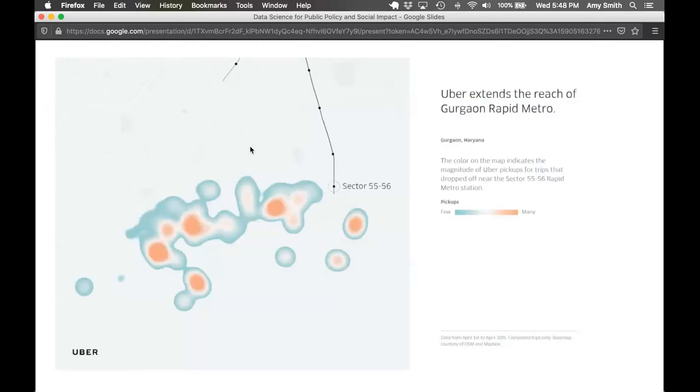This is a heat map showing where Uber activity was being used to access that terminus station of the new transit line. And the darker the red, the more trips originated from that area. So you can really start to see where the connections between Uber rides and the new transit line were taking place.